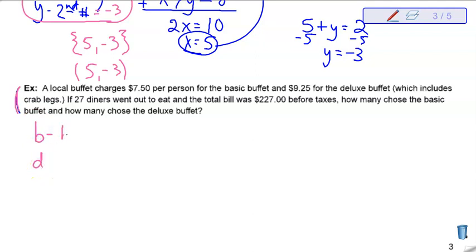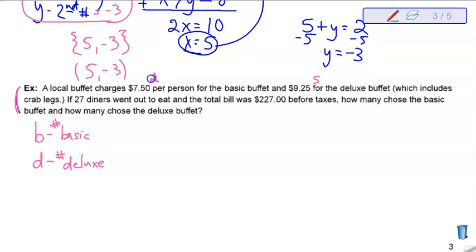So in this case, maybe B would be a good letter to use for the number of basic buffets, and D the number of deluxe buffets. And so when I solve for my letters, I know B stands for basic and D is for deluxe. So let's say I have 2 people that ordered the basic buffet and 5 that ordered the deluxe buffet. If I asked you to give me my total, what would you do?